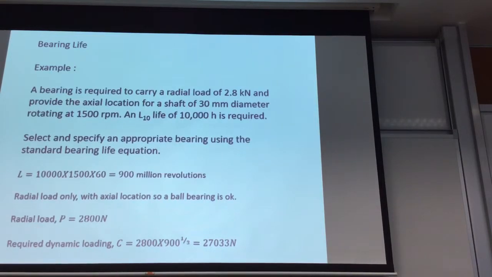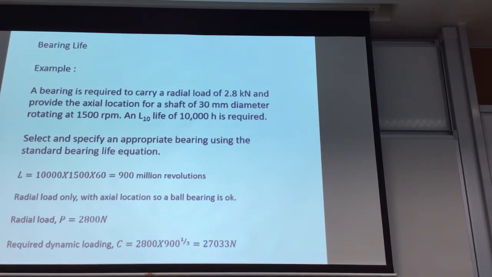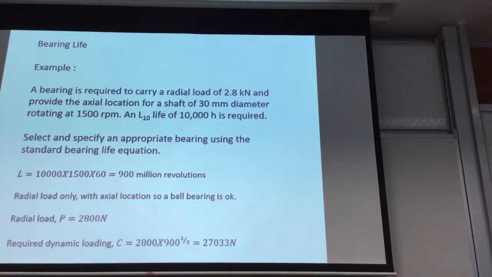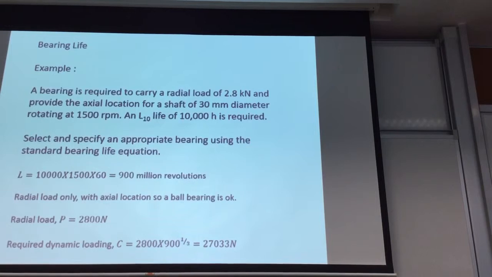If you assume it's 10,000 hours, basically each hour you have 1,500 revolutions times 60, because this is RPM. So 1,500 times 60 would be the number of revolutions in 1 hour. If you want a lifespan of 10,000 hours, it will be 10,000 hours times the number of revolutions in 1 hour. So it's given by 10,000 times 1,500 times 60.